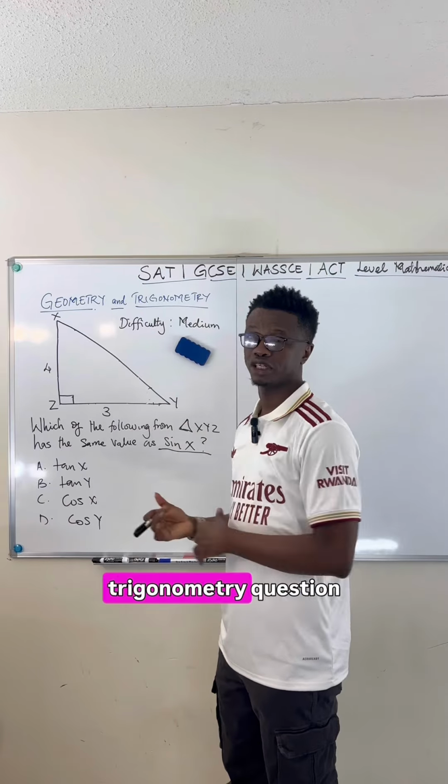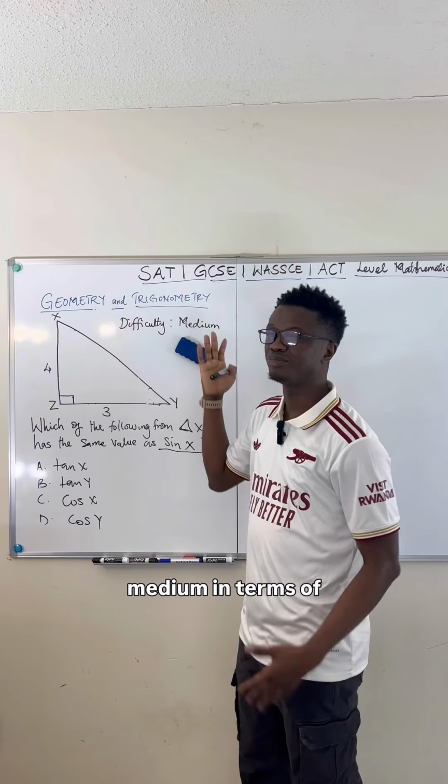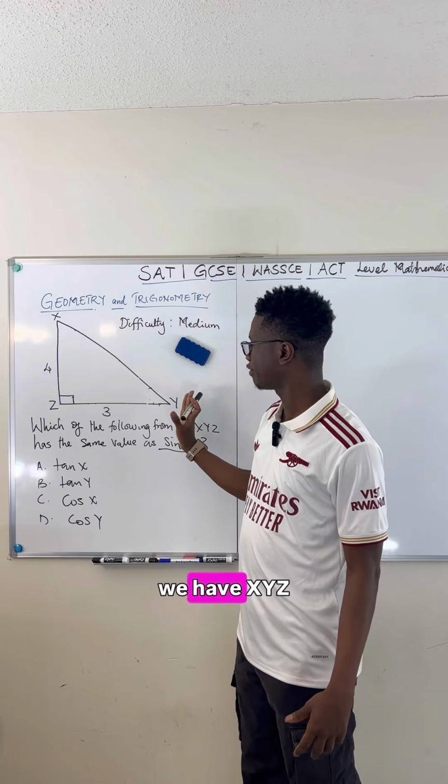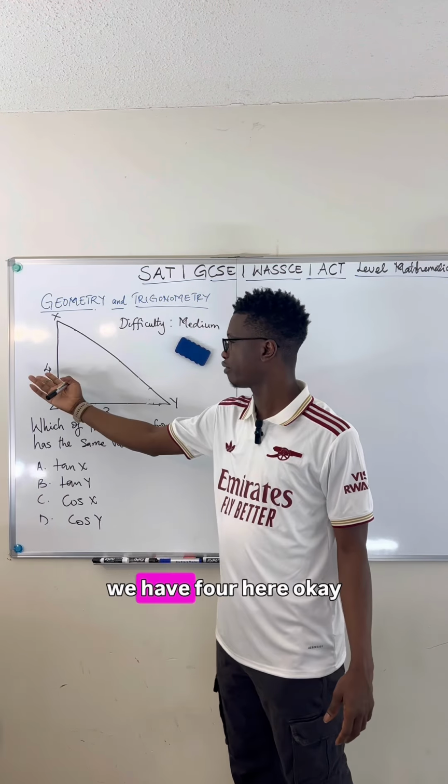Let's solve this trigonometric equation. According to SAT, this is medium in terms of difficulty. Okay, so we are given this is a right angle triangle. We have x, y, z, and we have 3 here, we have 4 here.